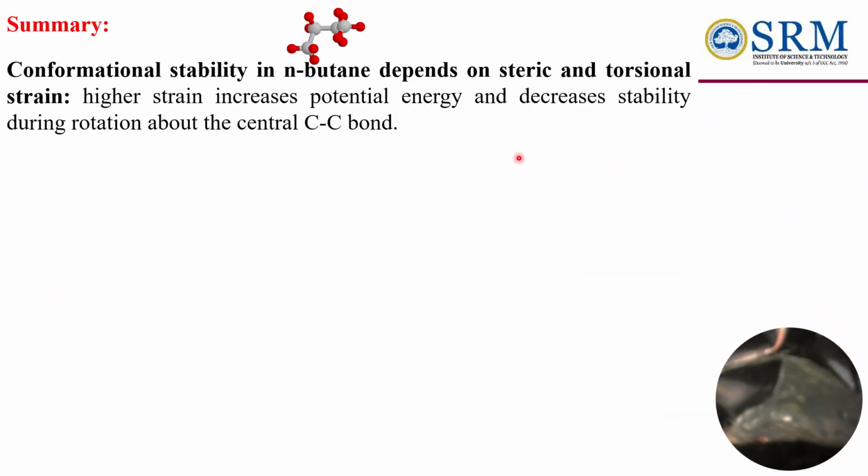Having discussed in detail, now let's summarize what we have learned so far about conformational stability in n-butane. Normally it depends on two parameters: steric strain and torsional strain. Higher strain increases potential energy and decreases stability during rotation about the central carbon-carbon bond, that is C2 and C3 in the case of n-butane.